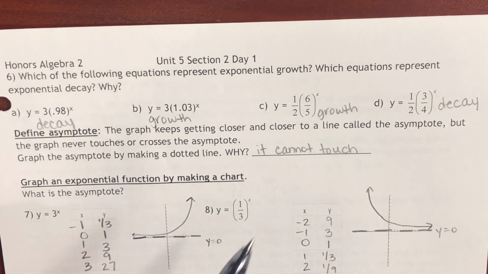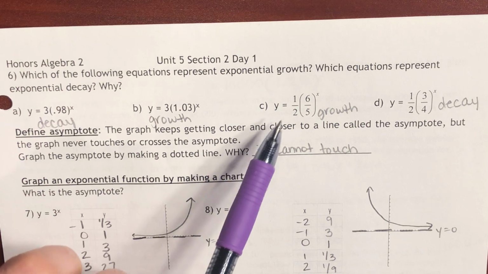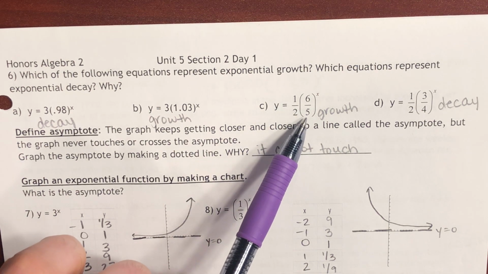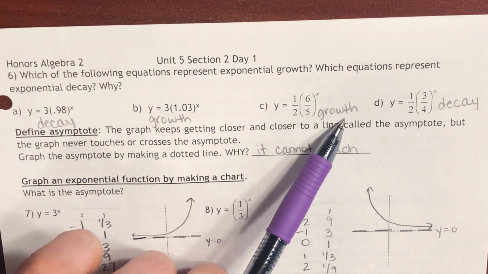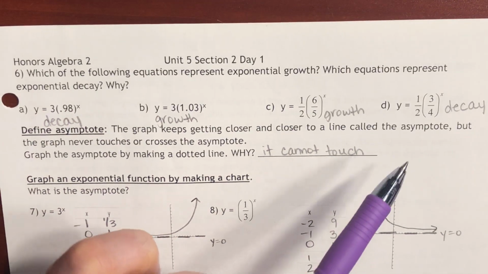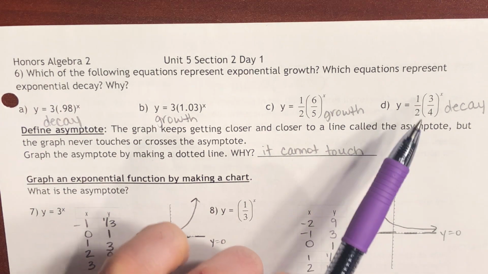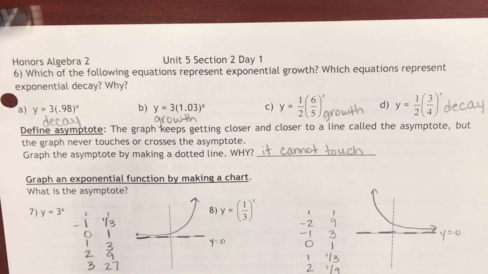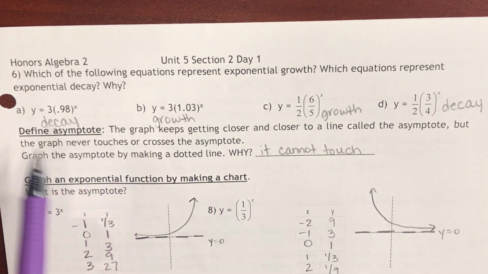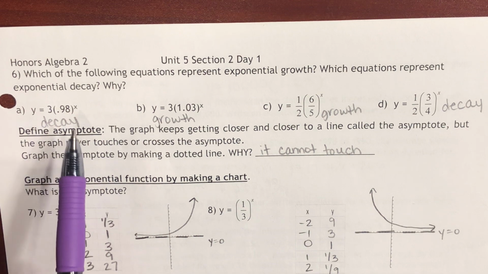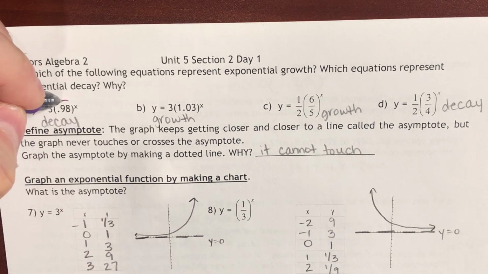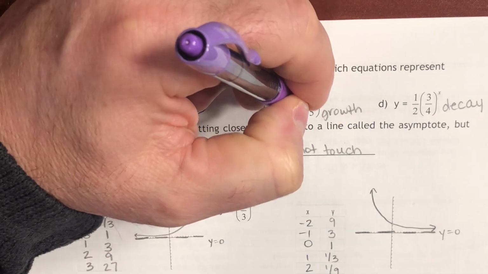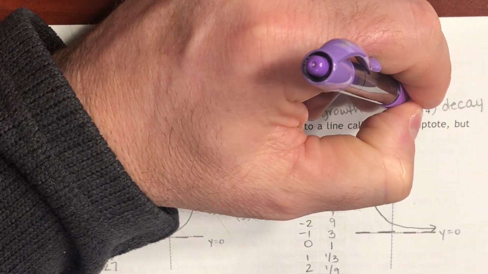It looks to me like, let's go to the third one and the fourth one first. Y equals 1/2, then times 6/5 raised to the x. That's growth. The fourth one, y equals 1/2, then times 3/4 raised to the x, is decay. So to me, as I look through all of these, focus on whatever is raised to the exponential power. I'm going to circle those things that are raised to the x power.